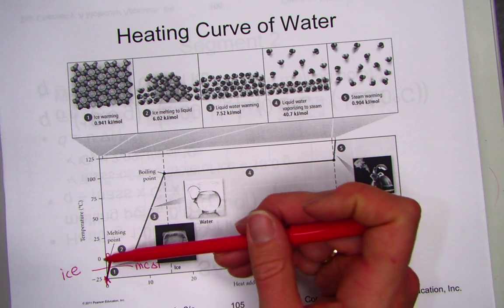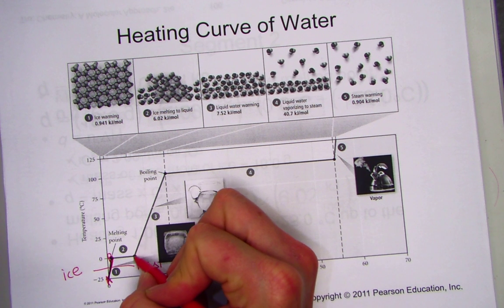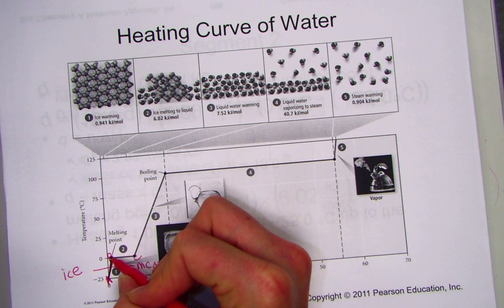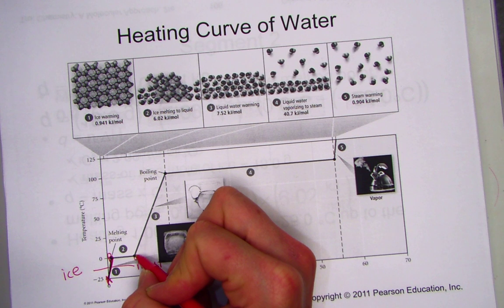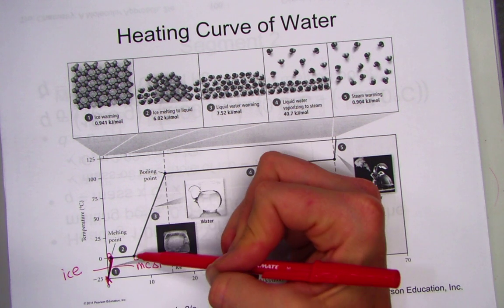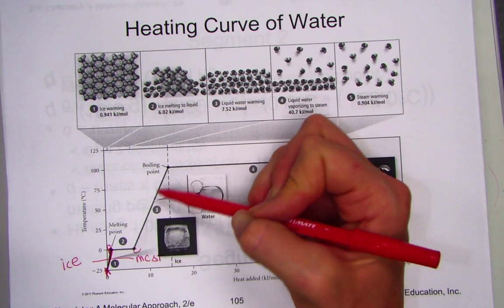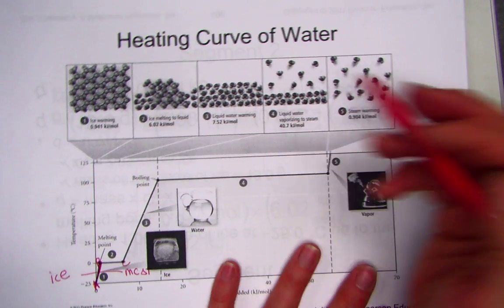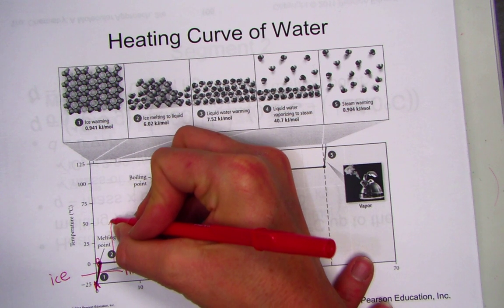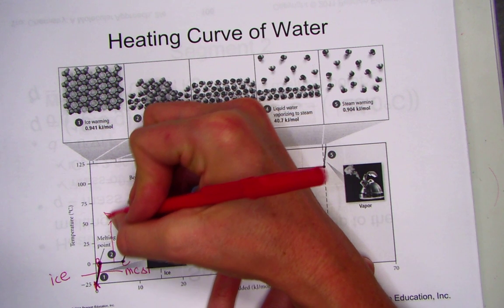We see a phase change in line segment B to C. From line segment BC, we are melting. The heat of fusion is what this is called. Line segment CD is changing temperature.